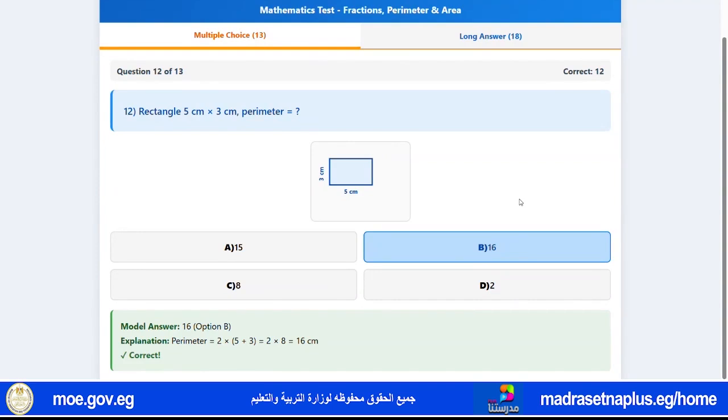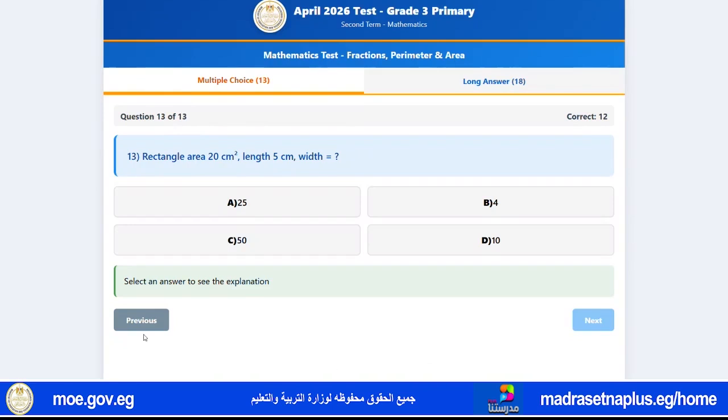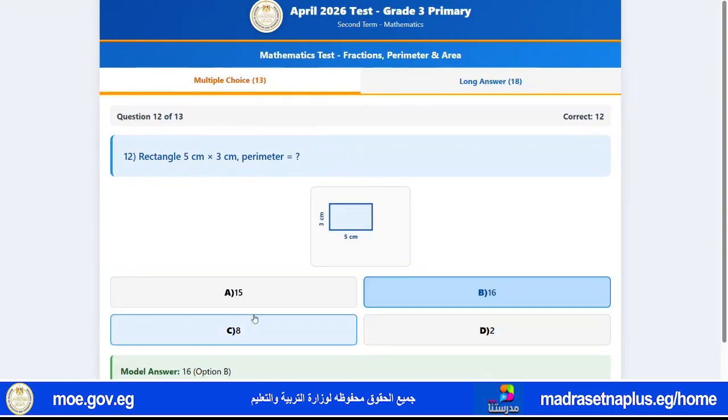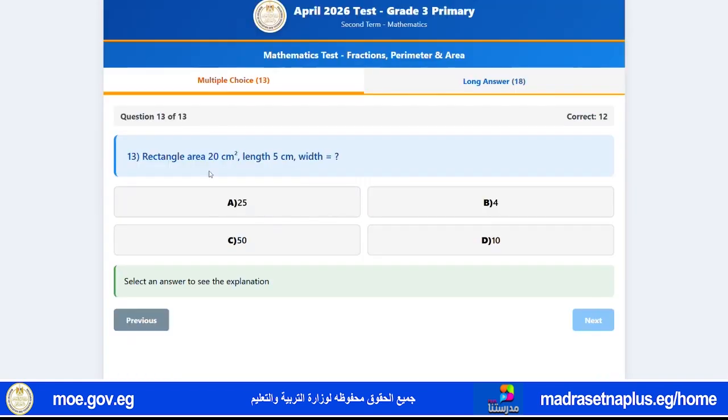The third one, 2 times open bracket 5 plus 3, close the bracket, equals 2 times 8 equals 16 centimeters. Look at this one again. The previous one was about what? About perimeter. But the next one is about area. I told you before the area of a rectangle equals length times width.